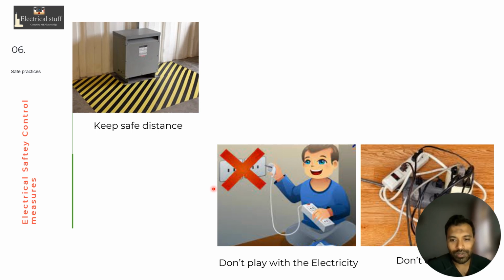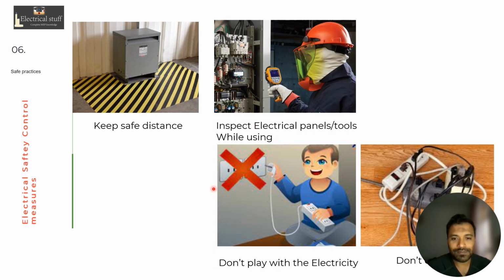Don't overload the equipment. And regularly, like every 3 months or 6 months, you need to inspect your tools and your DBs. What is happening with the DBs? Is everything okay? Call qualified electricians or qualified engineers and inspect all your electrical apparatus.